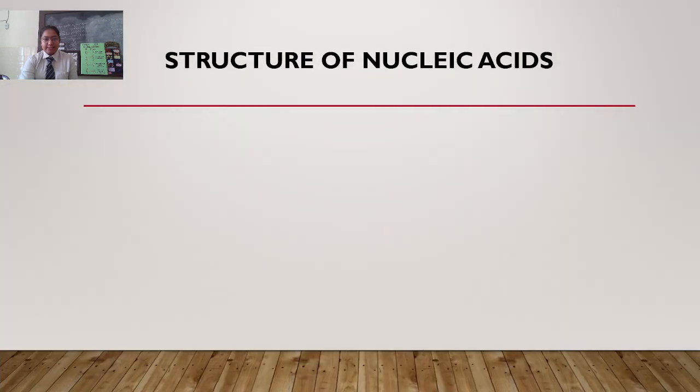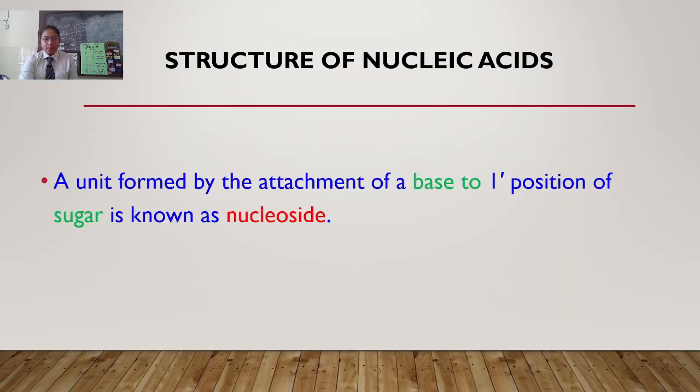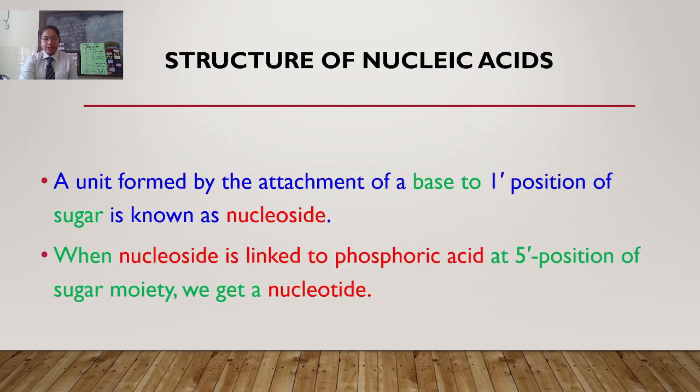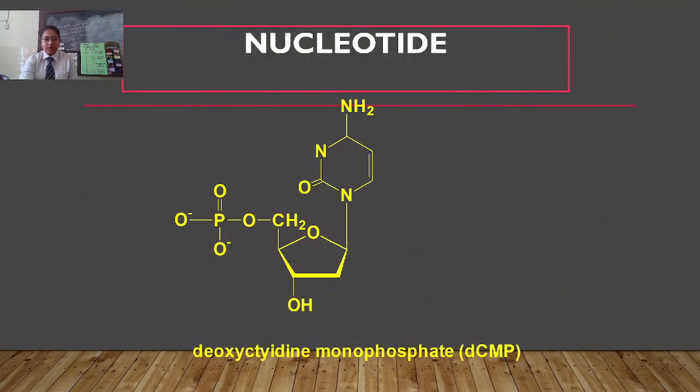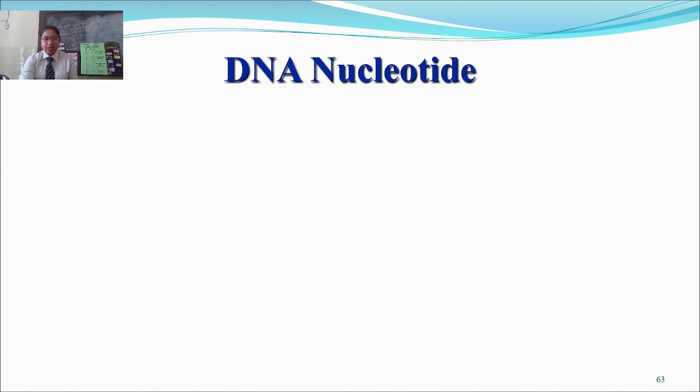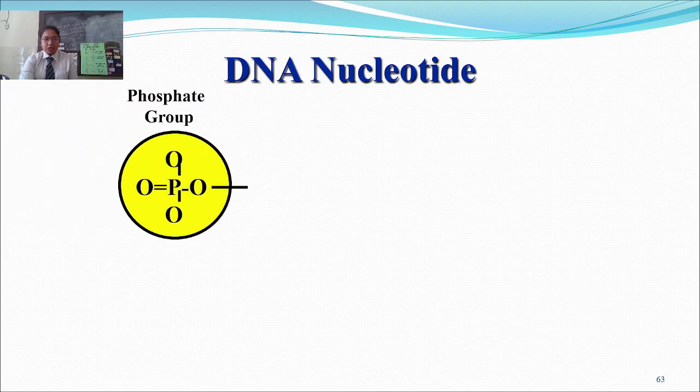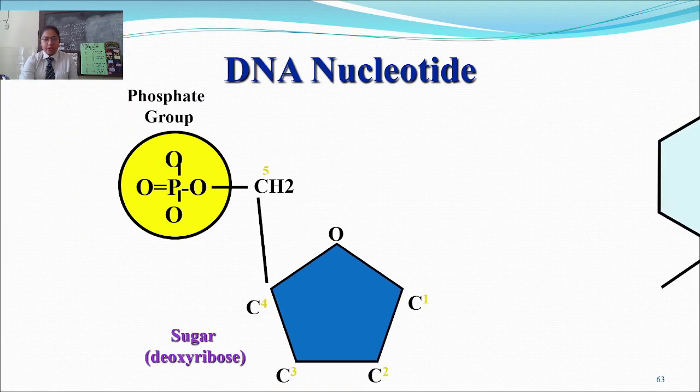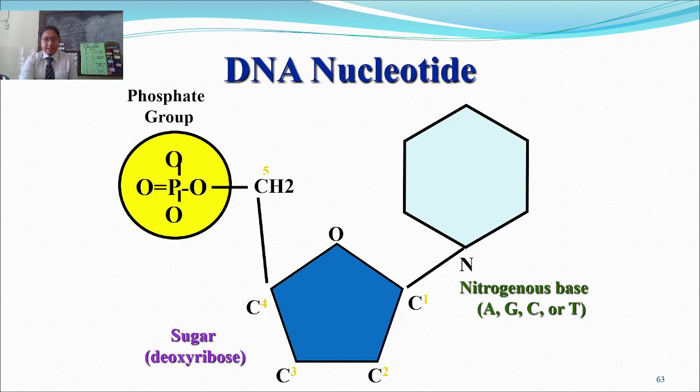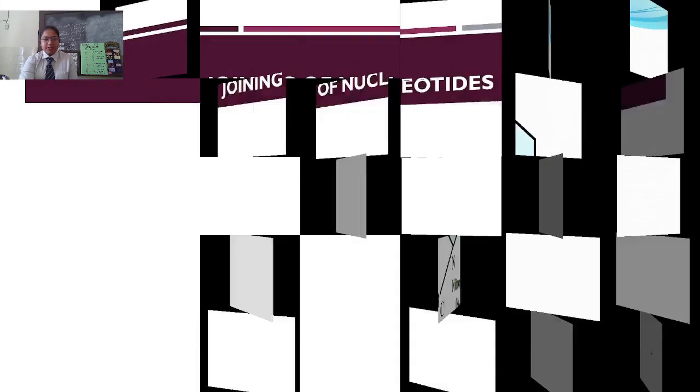Structure of nucleic acids. A unit formed by the attachment of a base to the 1' position of a sugar is known as a nucleoside. When a nucleoside is linked to phosphoric acid at the 5' position of the sugar moiety, we get a nucleotide. This is the structure of a nucleotide. DNA nucleotide. A phosphate group attached to sugar and nitrogen base makes the DNA nucleotide.